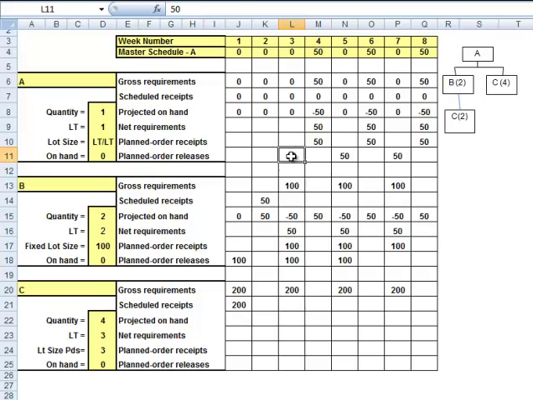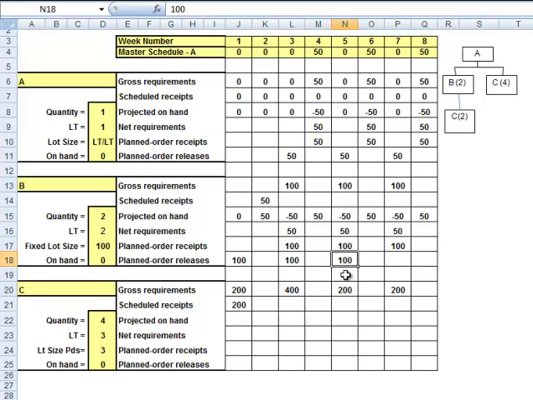So 50 A's will require 200 C's. It takes 4 C's to make 1 A. 100 B's will require 200 C's. 200 plus 200 is 400. So my total demand in time period 3 is going to be 400.